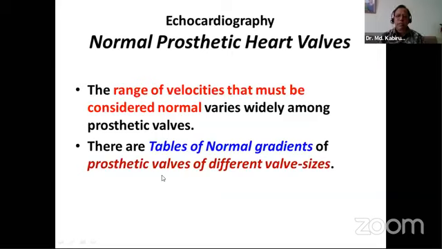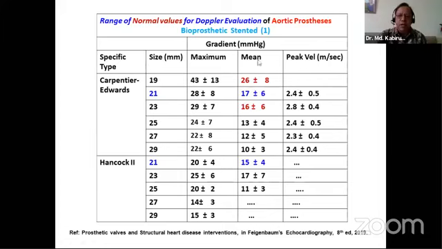Now we are talking about the normal characteristics of normal prosthetic heart valves. There is a range of velocities that must be considered normal, which varies among the prosthetic valves. And there are tables of normal gradients of the prosthetic valves of different valve sizes. And this is very important. I will discuss one table.